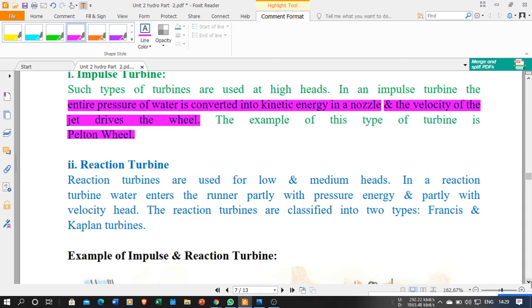Okay, so the second type of turbine is called the reaction turbine. Reaction turbines are used for low and medium heads. Where do we use a reaction turbine? At low head and medium head, meaning up to 100 meters, okay, or 300 meters. So in the reaction turbine, water enters the runner partly with pressure energy and partly with kinetic energy.